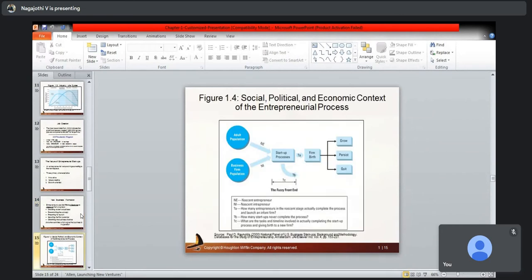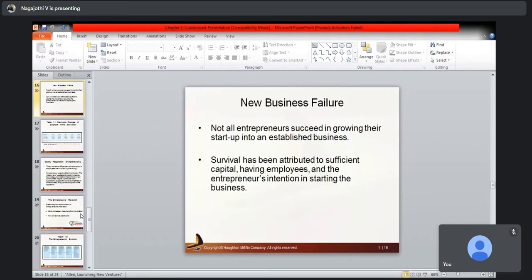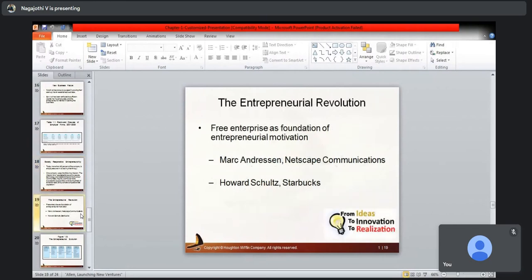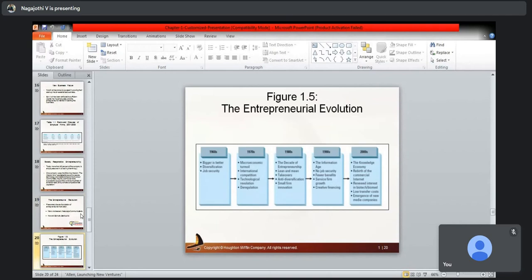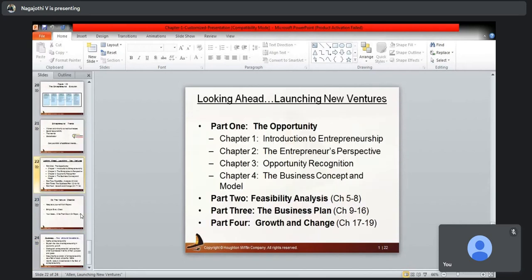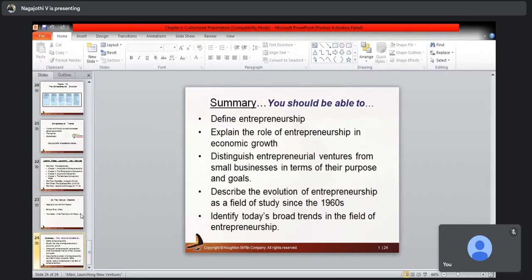Then next, we'll go ahead with the social, political, economic context of the entrepreneurial process: the new business failures, socially responsible entrepreneurship, then entrepreneurial revolution. And these are all the entrepreneurial trends and then launching new ventures. Okay, these are all the checklists.